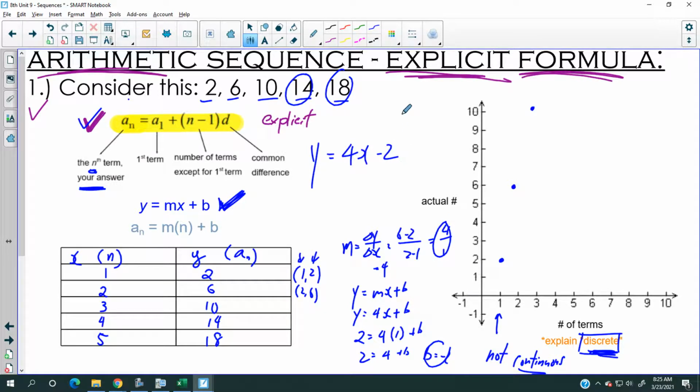Now, how does that relate to this? That's the big question. First of all, if you look at these two equations, they're actually the same equation. Because if I have y, which is my answer, so to speak, and I'm comparing these two equations, you see how this is negative 2? That's the first term.